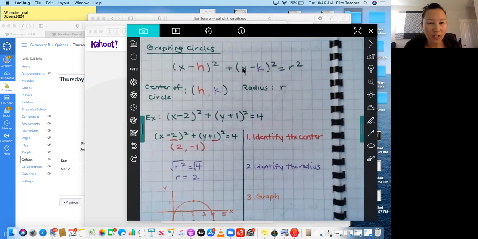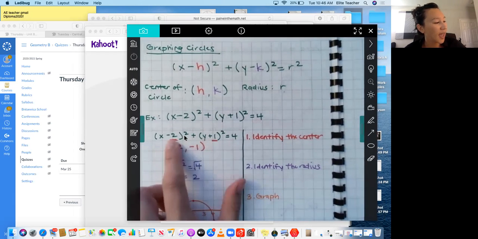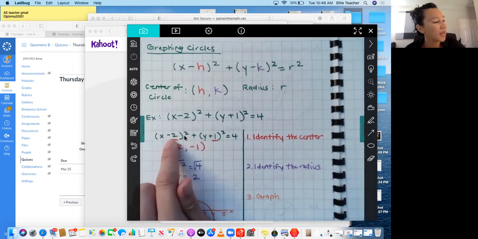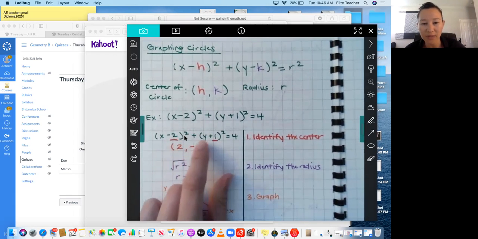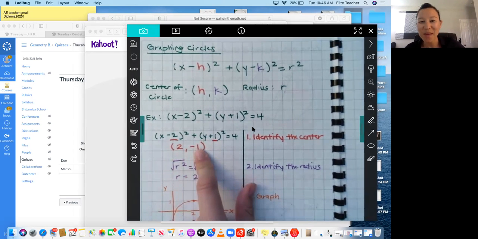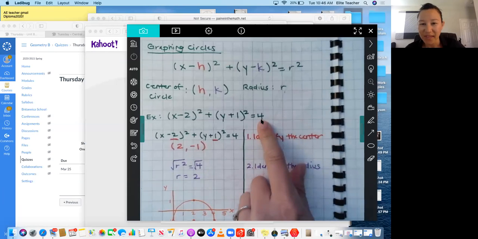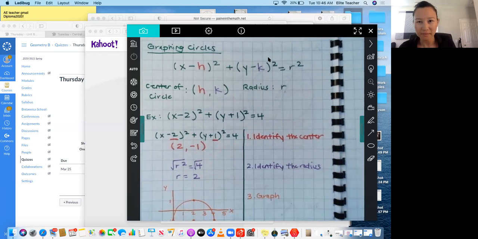So remember graphing circles, the center is H and K. And remember, you flip the sign. So -2, it's X minus 2. So then our center is +2 and then +1. So -1. So 2, -1. And then remember, the radius is the square root of this number. So if it's 4, we have to find the radius by taking the square root of 4, which is 2. Because that's also on here.